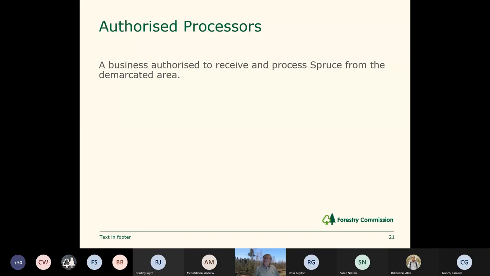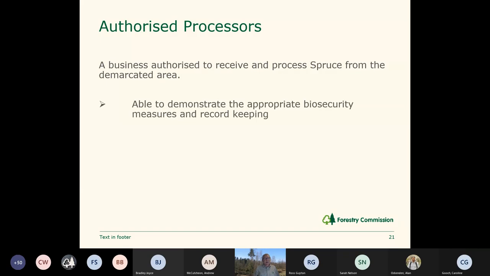There's no restriction on where that process is, but the location of that process will give us, we will be considering the precise location of that in terms of the risk that brings, both in moving the material and then what happens to the material when it gets there. We need processors to be able to demonstrate that they have the appropriate biosecurity measures, understanding and record keeping in process, so that we can trace back material.